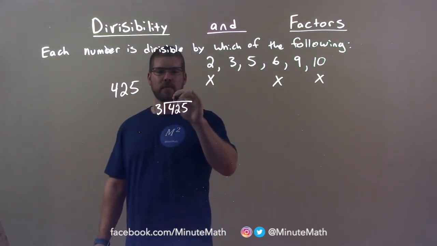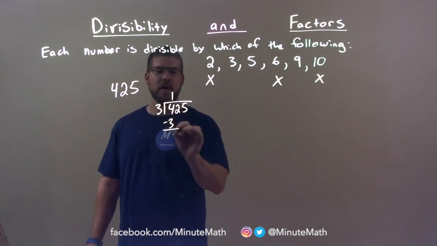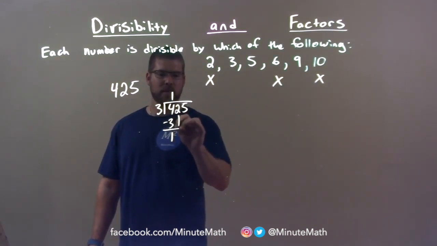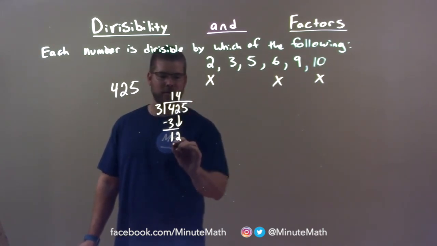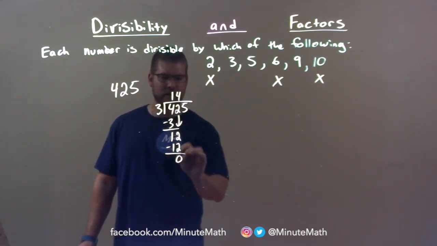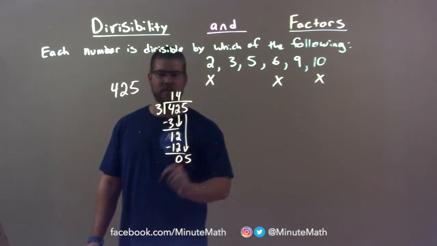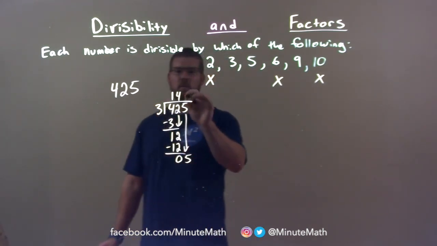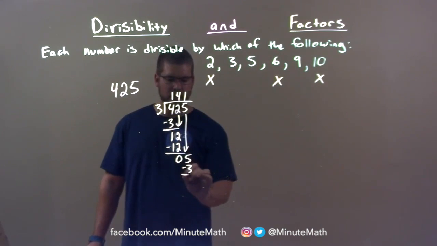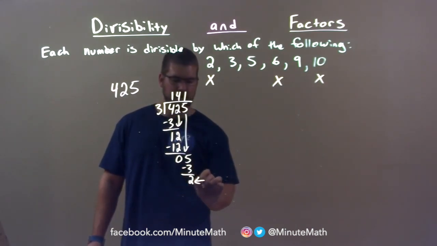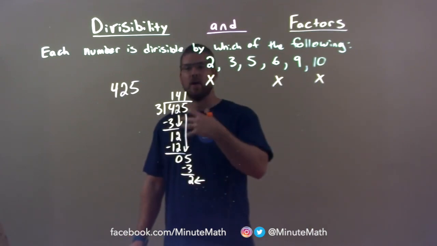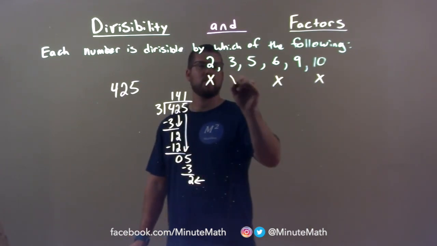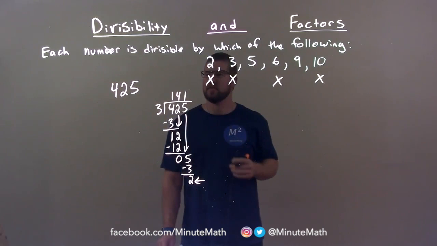3 goes into 4, 1 times 3 is 3. Subtract the 2, get a 1. Bring down the 2. 3 goes into 12 evenly, looking good. 4 times 3 is 12, got a 0. Bring down the 5. Does 3 go into 5? Well, 1 times 3 is 3. Subtract the 2, and we get a 2. We got a remainder of 2. That tells me that we cannot go in evenly here, so 3, unfortunately, does not work.